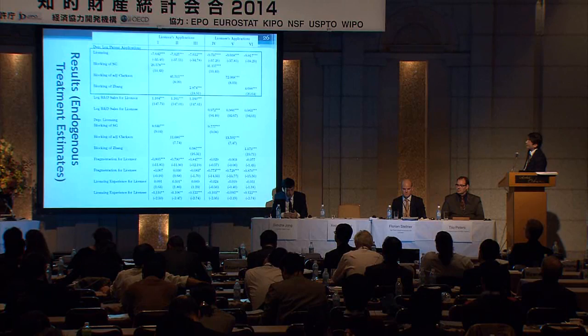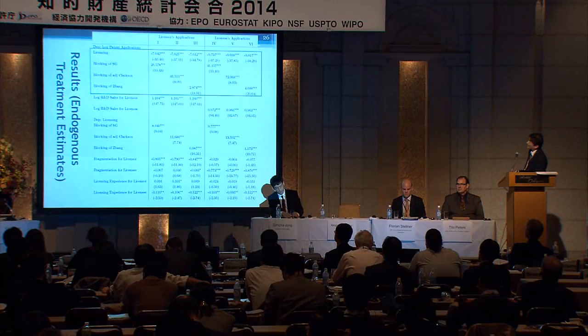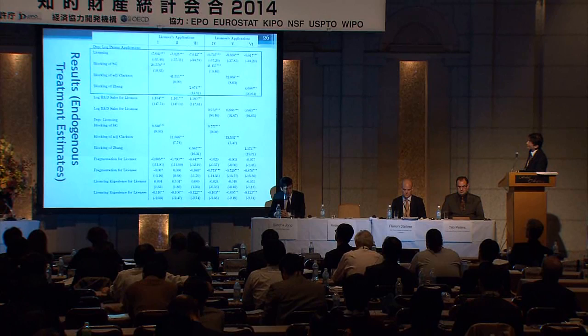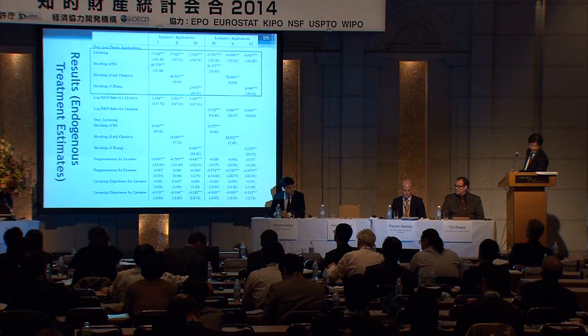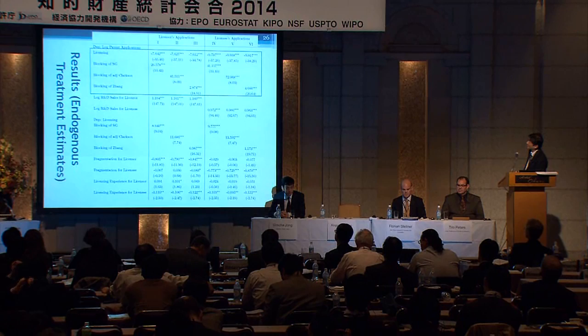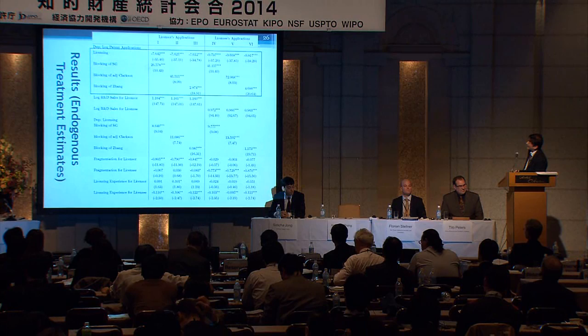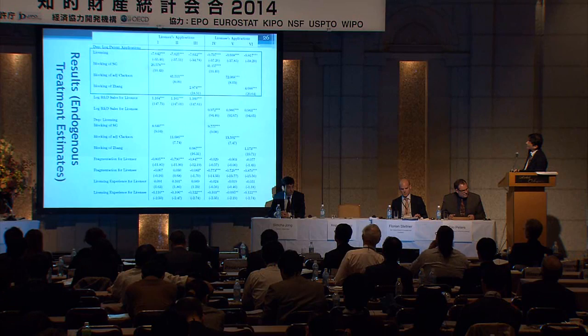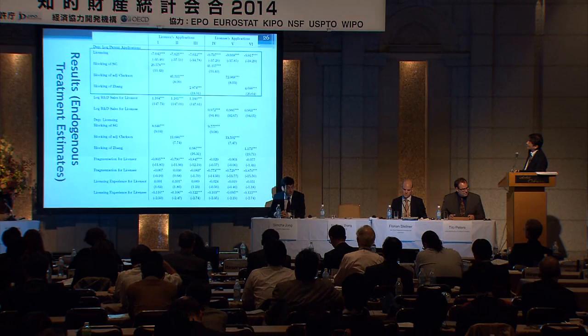In order to investigate the relationship between blocking or patent thickets and license, and the relationship between license and the patent portfolio race, we use endogenous treatment regressions here. So look at the upper panel, you can find that the coefficients of license are all negative. And the coefficients for the three types of blocking are positive.